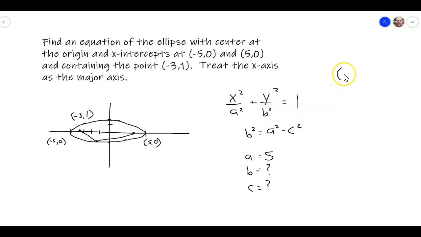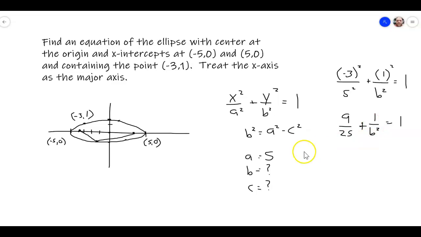So x squared, that's going to be (-3) squared over a squared, that's going to be 5 squared, plus y squared, that's going to be 1 squared, all over b squared is equal to 1. So I want to solve this for b. So let's go ahead and just start doing that. So 9 over 25 plus 1 over b squared is equal to 1. Subtract the 9 over 25 from both sides.